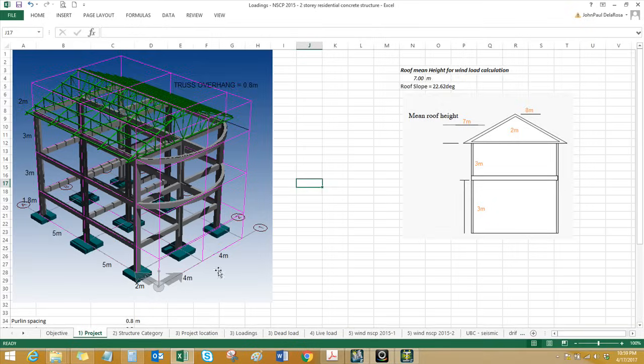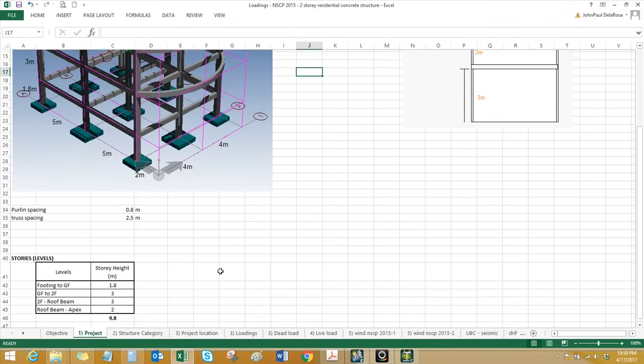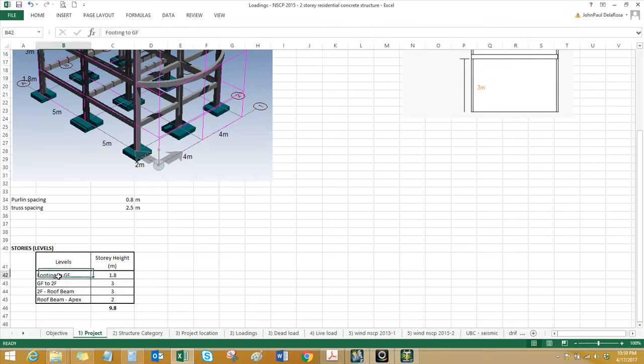Okay, so ito yung project natin. So story levels, footing to ground floor 1.8 meters, ground floor to second floor 3 meters, then second floor to roof beam, so 3 meters, then roof beam to apex, so 2 meters, so total 9.8.